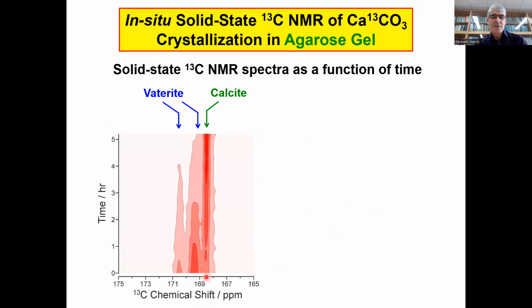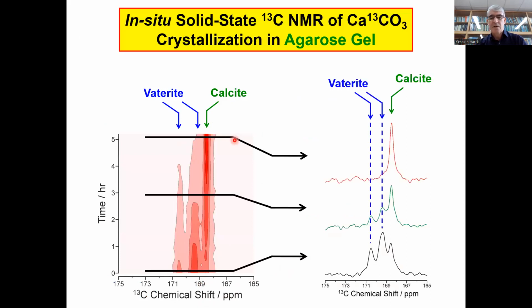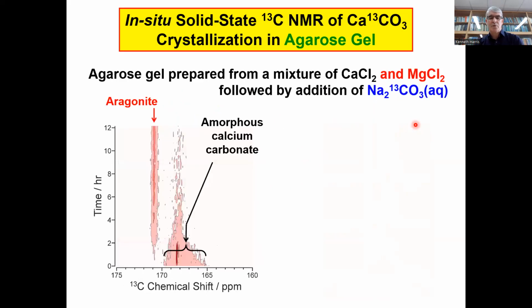And what we see is actually a mixture of vaterite and calcite. So at the very beginning, we have a predominance of vaterite, but also some calcite present. And as the crystallization progresses, we see polymorphic evolution. The vaterite transforms to calcite. And by the end of this experiment, we have essentially a pure phase of calcite. So again, monitoring the polymorphic evolution.